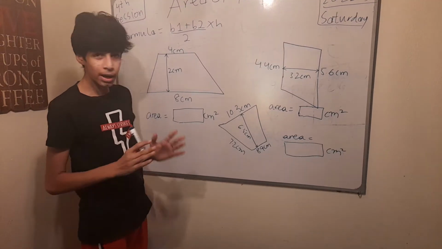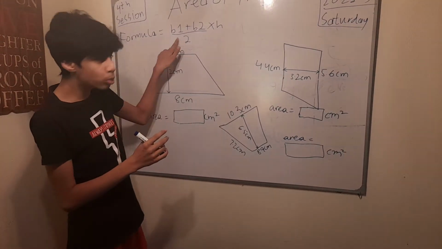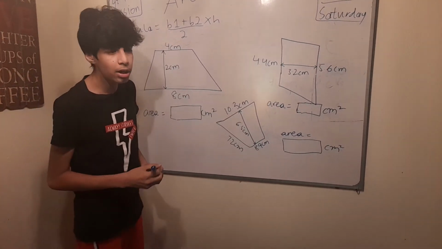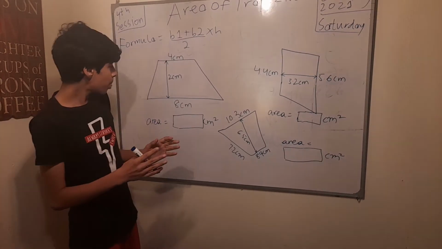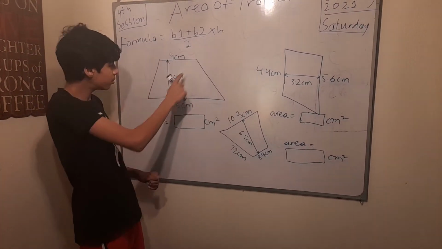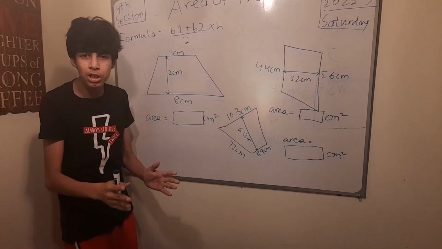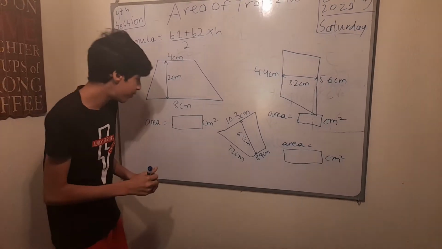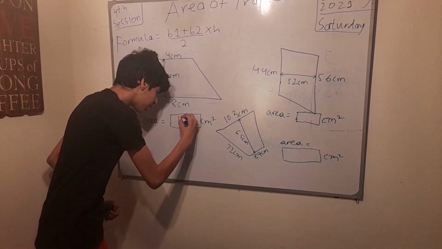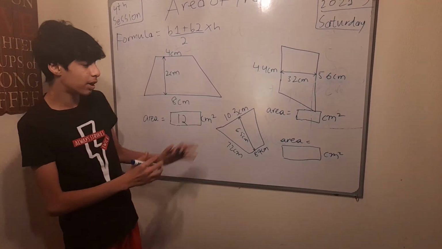It will give us 12 and then we are going to divide by 2. When we divide it will give us 6, and then multiply by height. This is our height, and 6 multiplied by 2 will give us 12. So guys, our first answer is 12 centimeters square.